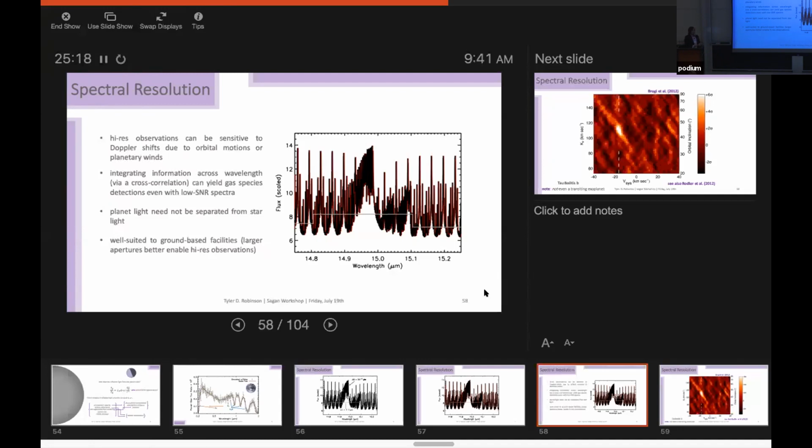What's nice about the high resolution techniques is you don't need to separate the light of the planet from its host star. You have lots of photons coming from your host star, and sitting underneath that is a spectrum of your planet at high resolution that is Doppler shifting due to orbital motions, say. If you can gain sensitivity to these Doppler shifts, you don't care about the tons and tons of stellar photons sitting on top of the planetary spectrum. And then, of course, this is extremely well suited to ground-based facilities because of their large collecting area, which enables them to go to extremely high spectral resolution.